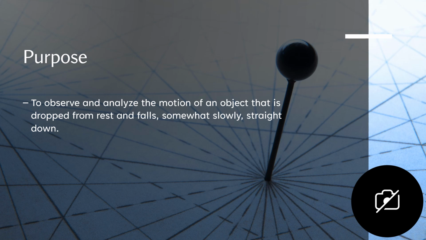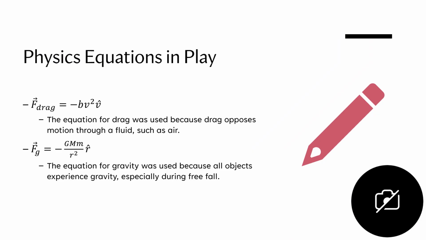The purpose of this lab was to observe and analyze the motion of an object that is dropped from rest and falls somewhat slowly straight down. The physics equations at play during this lab were the drag equation, which states that the drag force vector is equivalent to the inverse of the drag coefficient multiplied by the square of the object's speed multiplied by the unit vector. This equation was used because drag opposes motion through a fluid, such as air.